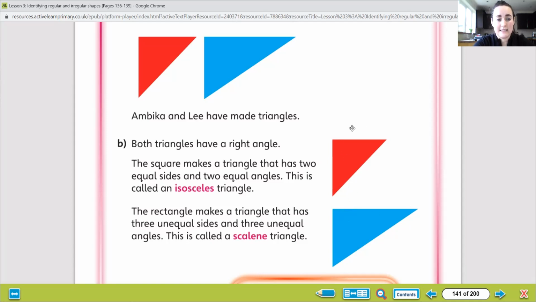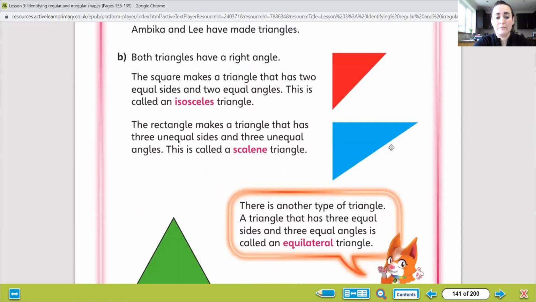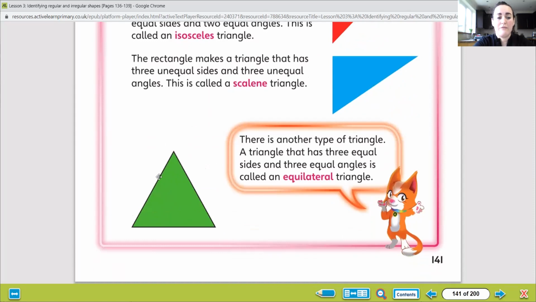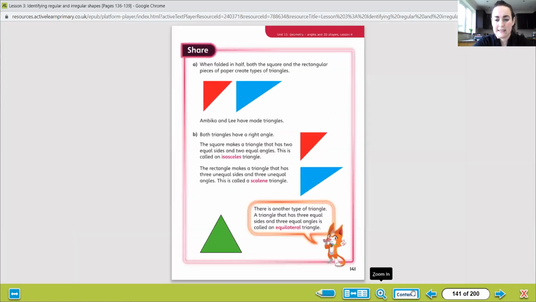So we've got isosceles that has got 2 equal sides and 2 equal angles. We've got a scalene where everything is different. Okay, and then we've got the equilateral that everything is the same. So they are the 3 types of triangles that I want you to focus on today. Isosceles, scalene, equilateral. Okay, we're going to move on to our think together.